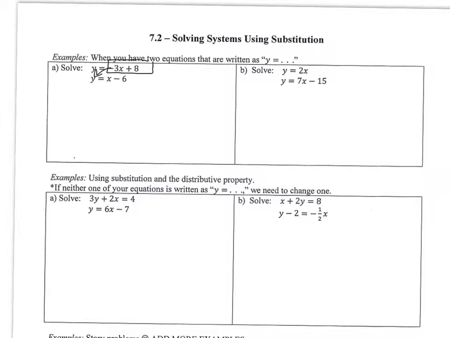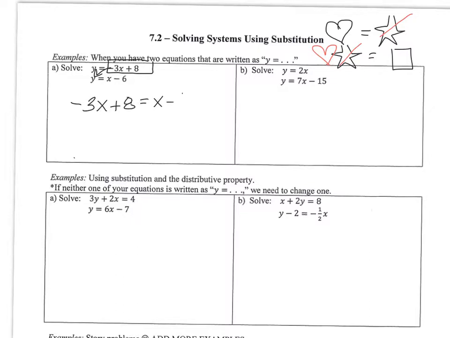Substitution comes from, think about something simplistically: if heart equals star and star equals square, then you can substitute the star right here for the heart, and so heart equals square. That's using substitution. So if you know that y equals negative 3x plus 8 and y equals x minus 6, then I can substitute this in and write that negative 3x plus 8 equals x minus 6.